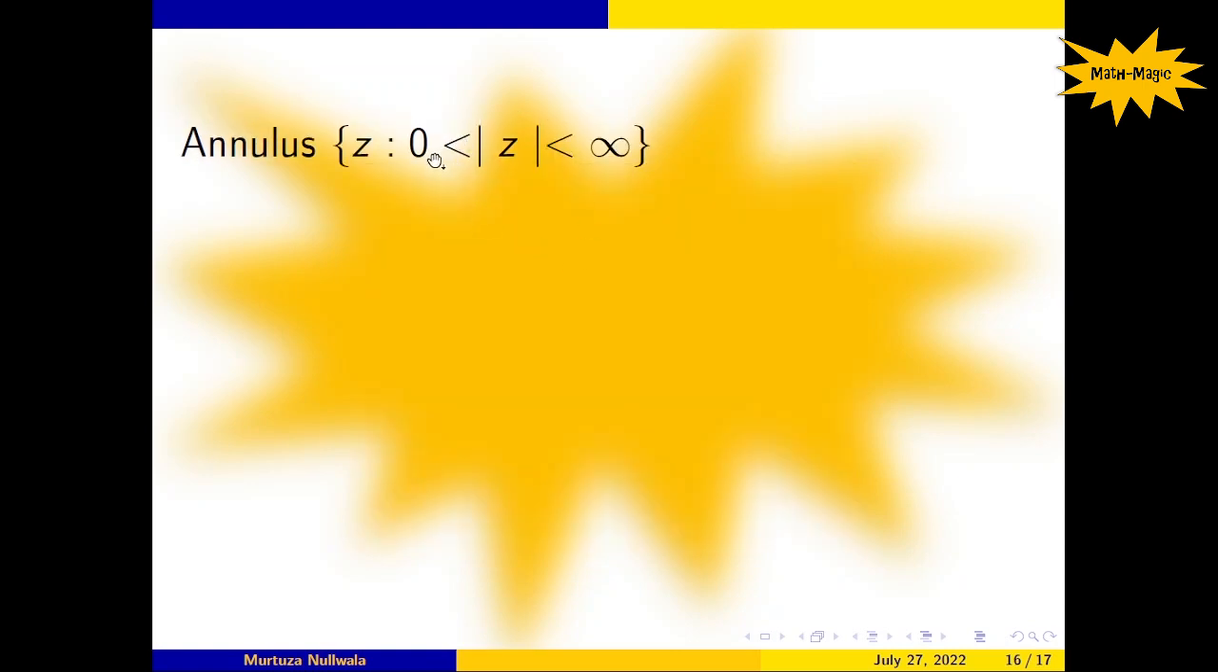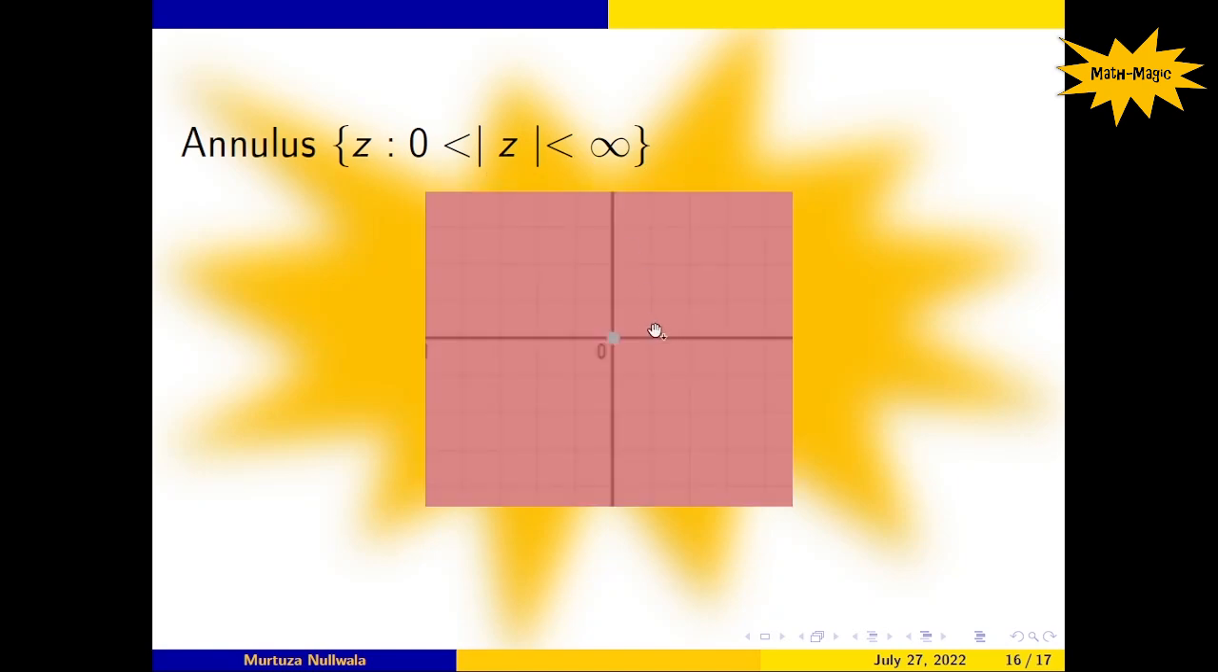Next, if we take small r as 0 and capital R as infinity, then the region of convergence is nothing but the complete complex plane except the origin. So these are the possible regions of convergence, classified in terms of the values of small r and capital R.